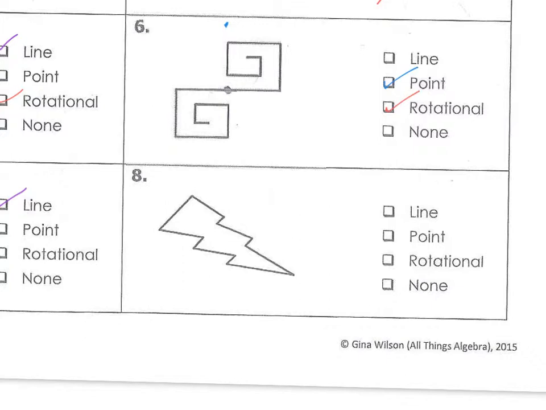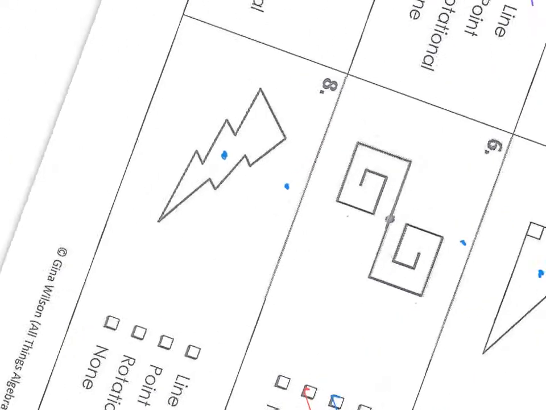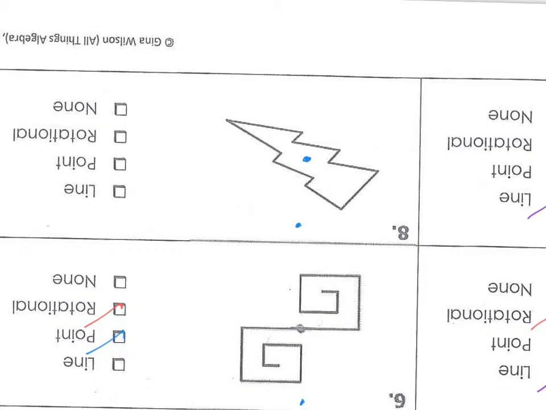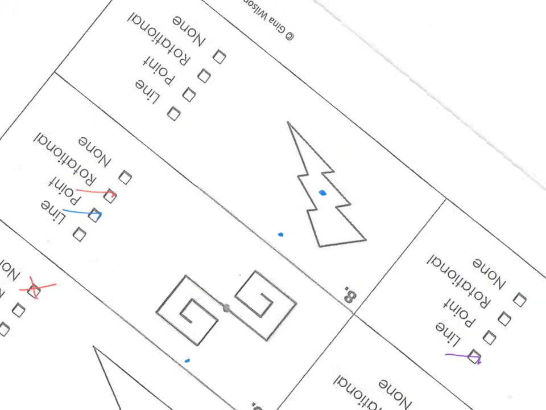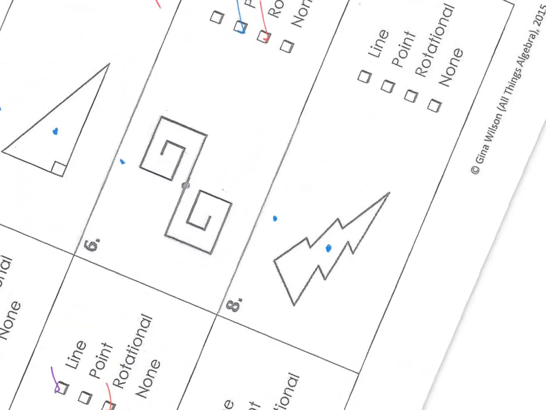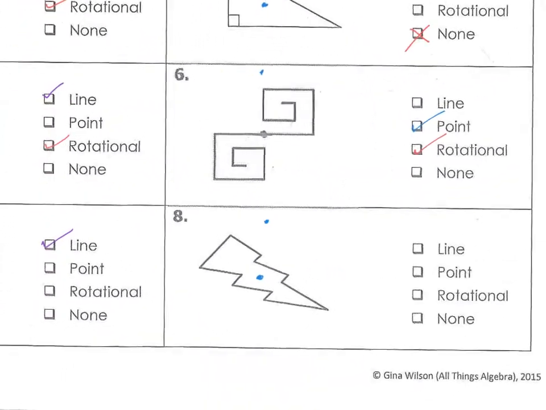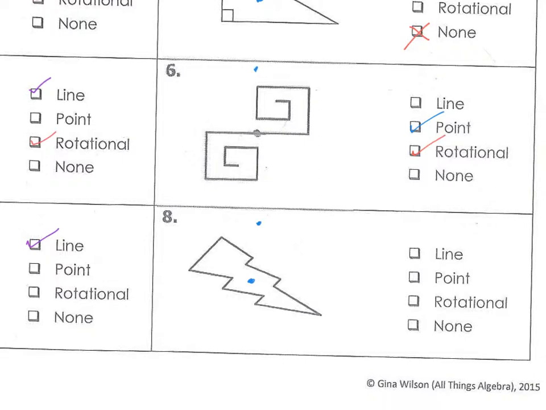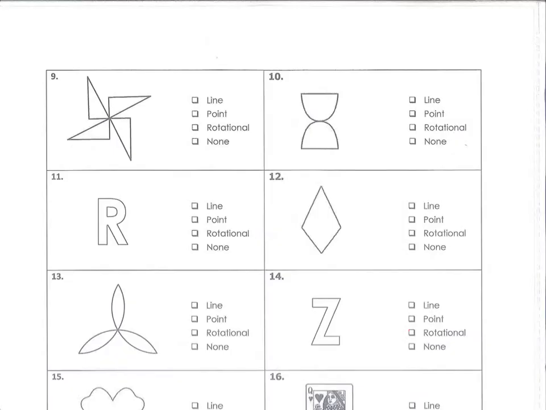Jordan, what do you think about point symmetry? What would you say? No, so if I put a point in the middle of the figure and turn it 180 degrees, the lightning bolt's now going up and to the left, correct? And if I keep rotating it, does it ever map onto itself? Not until 360, right? So what was your conclusion? There is none.